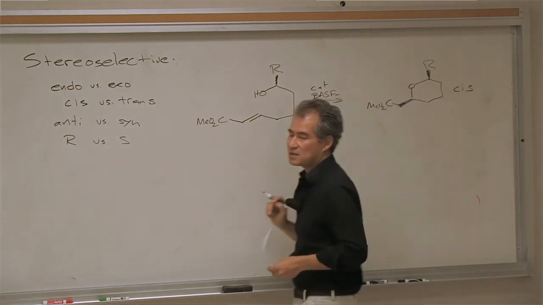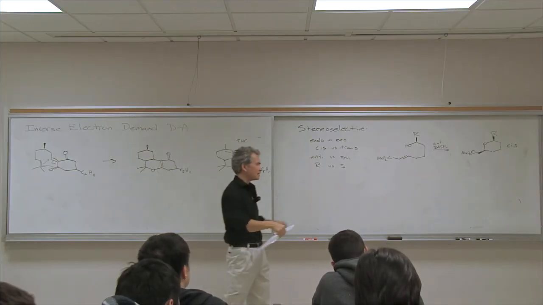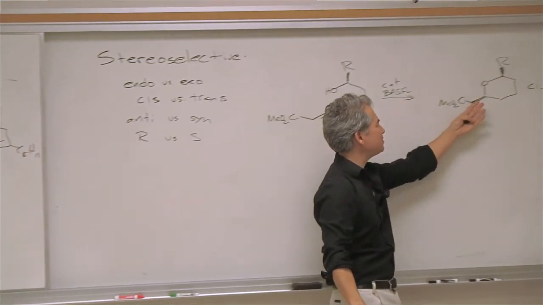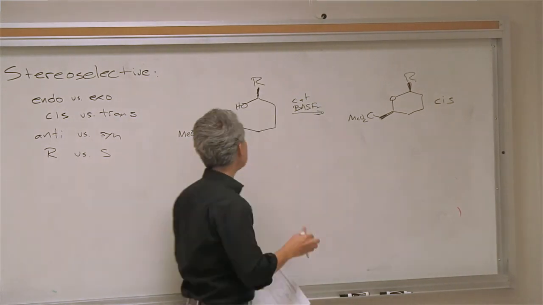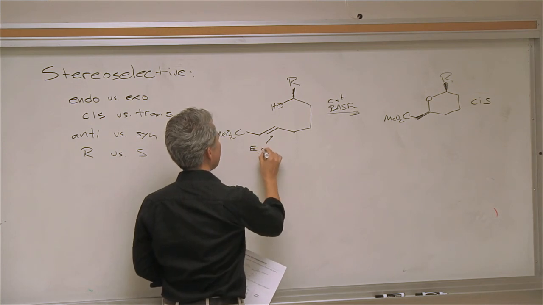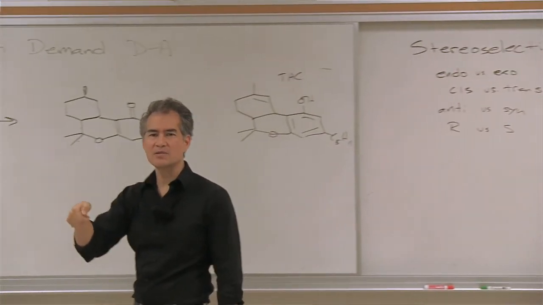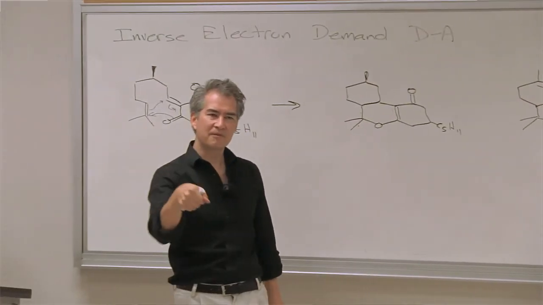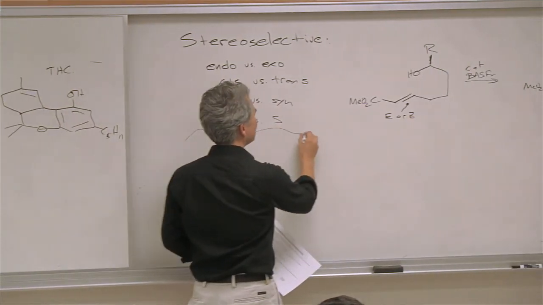And the preferred product in this process is to give the product in which these have a cis relationship. And if you draw a chair, you'll understand that that's good because these both get to be equatorial when they're cis. And what's important here is it doesn't matter what the geometry of this double bond is. You can start with E or Z and you will always get this cis product. This is an example of a stereoselective reaction. It prefers the cis isomer, and it doesn't matter what the stereochemistry of the starting material is.